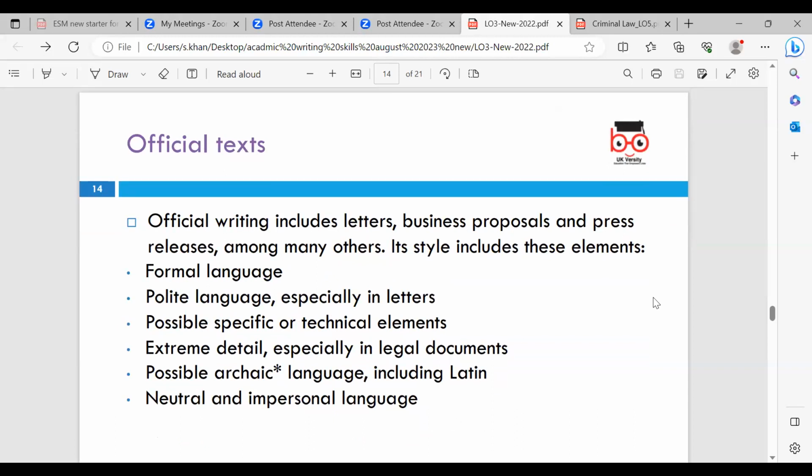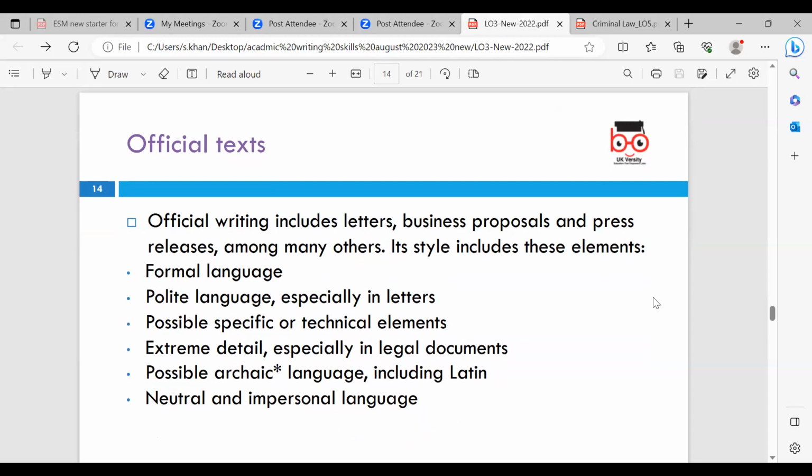Why is it important to use polite language in letters? It's a sign of respect. A sign of respect, a sign of professionalism, isn't it? You're being a professional if you're writing in polite language as well.